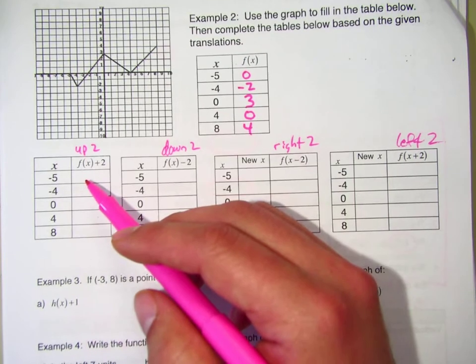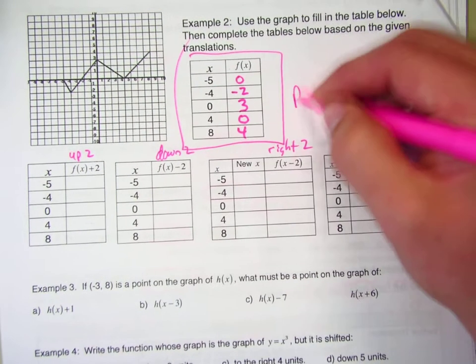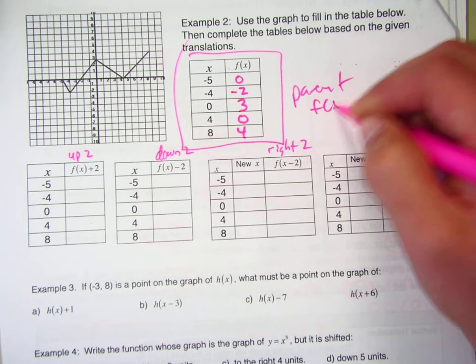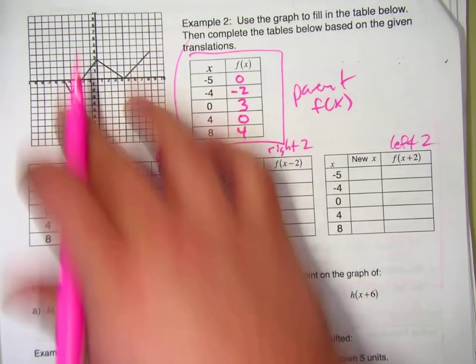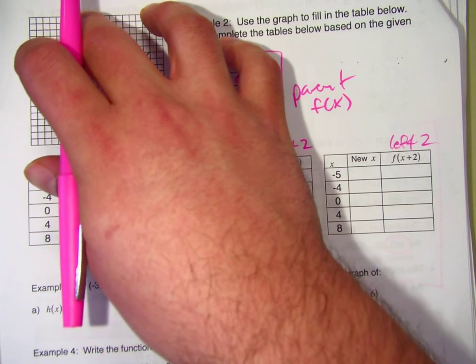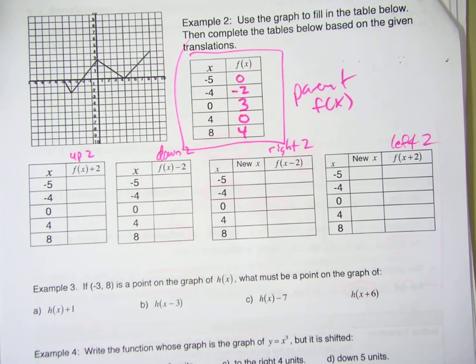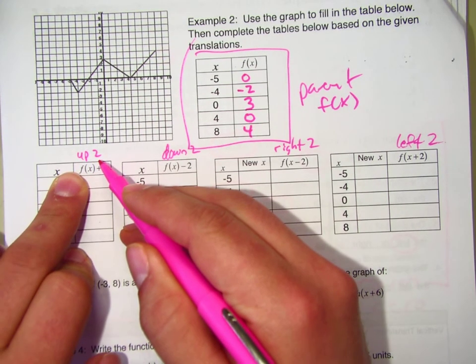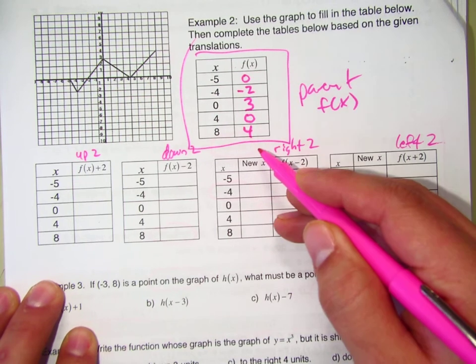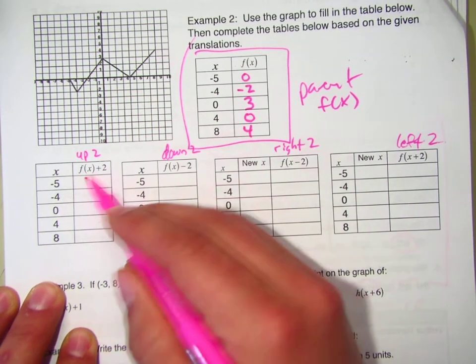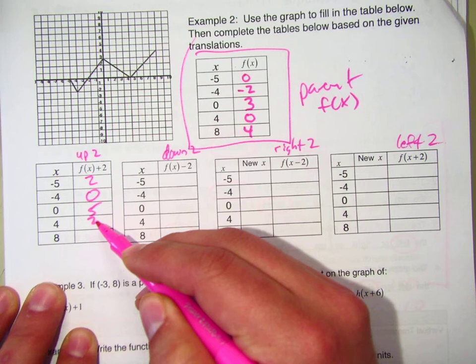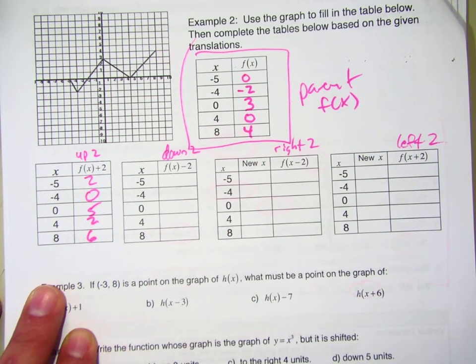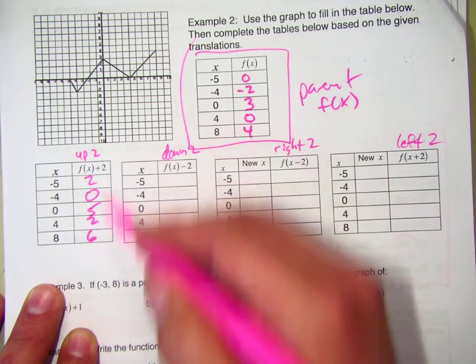Okay, so let's go through this table. Okay? If this is your parent graph, or f of x, right? Imagine everything got shifted up 2 units. Okay? What variable do you think of when we say up? So that means all my y's are going to increase by 2 units. Does that make sense? So what are the new coordinates going to be at all of these locations? 2, 0, 5, 2, 6. Does that make sense? Yeah.